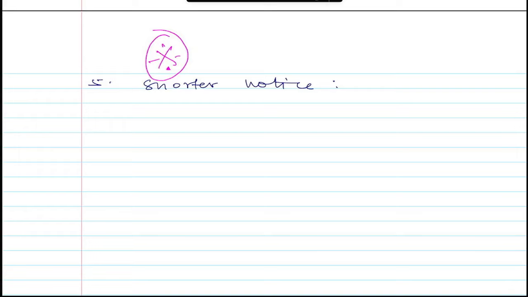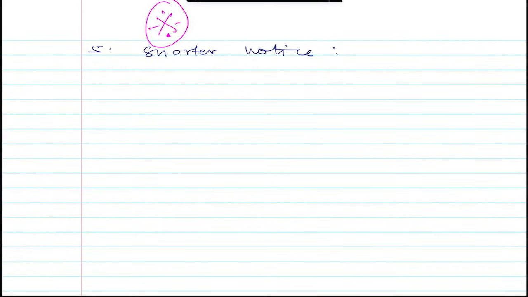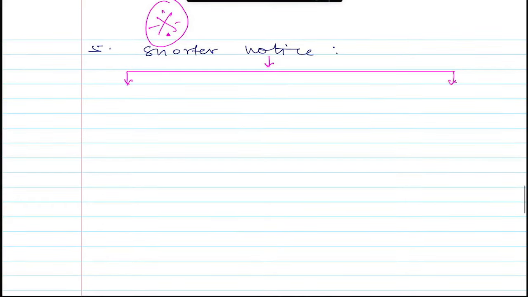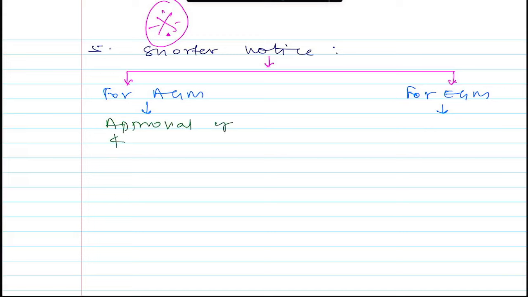Shall we start? Write down. Shorter notice, 2 branches. First one is for AGM, second one is for EGM. For AGM: approval of not less than 95% of the total number of members. TNOM means what? Total number of members.